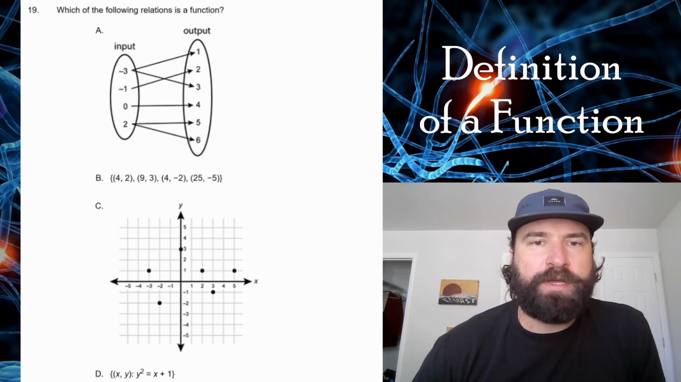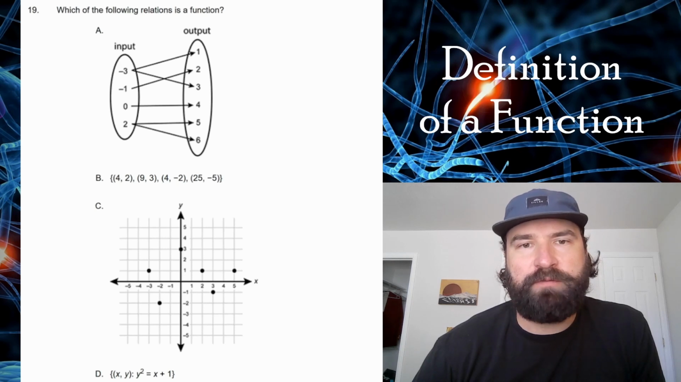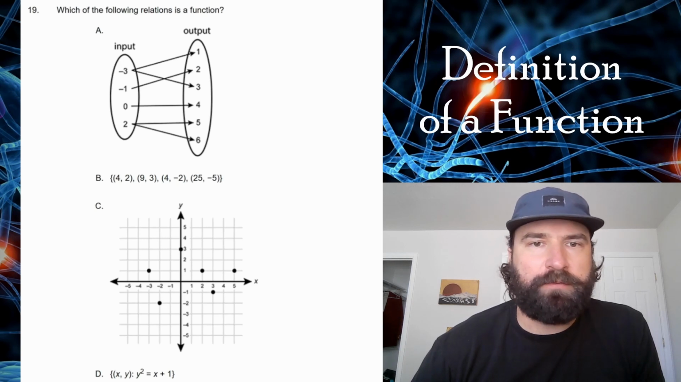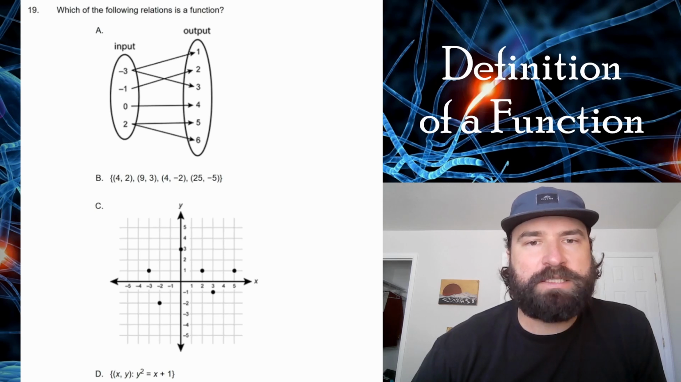So in A, we can see that the number 2, that one input, has two different outputs. It goes to 5 and 6. It's the same for negative 3. Negative 3 is one input that has outputs of 1 and 3. So A is not a function.